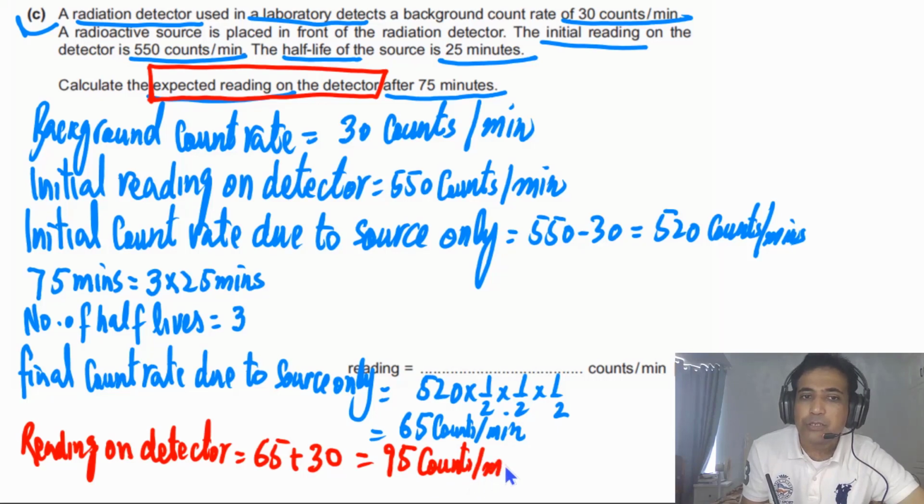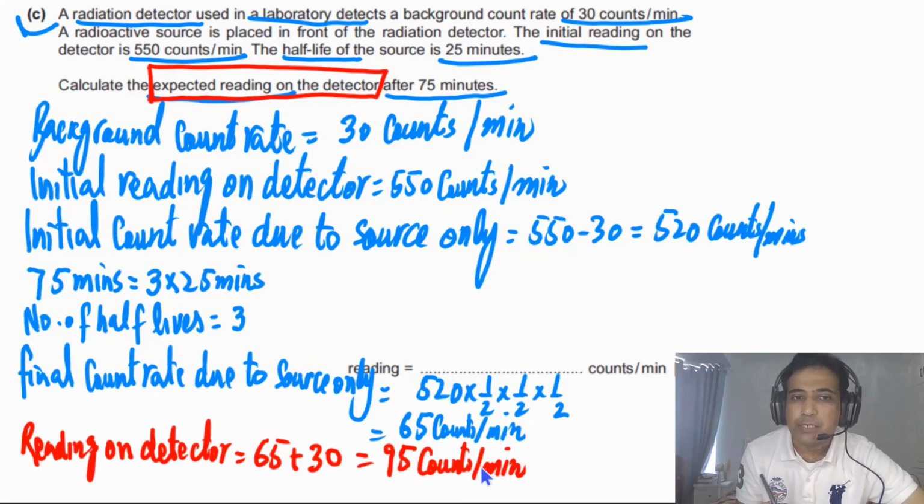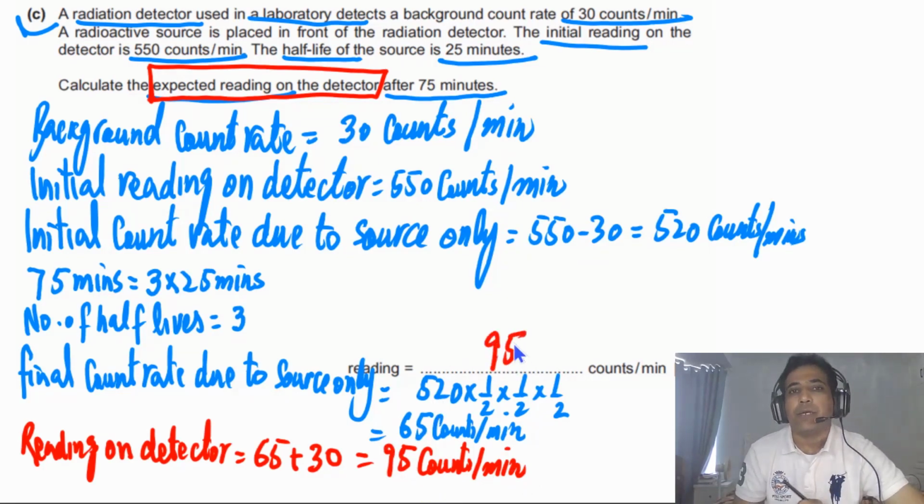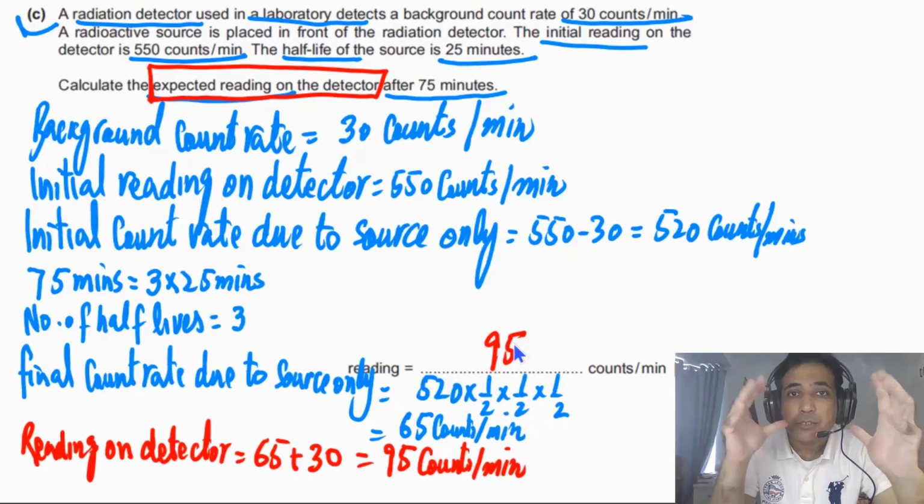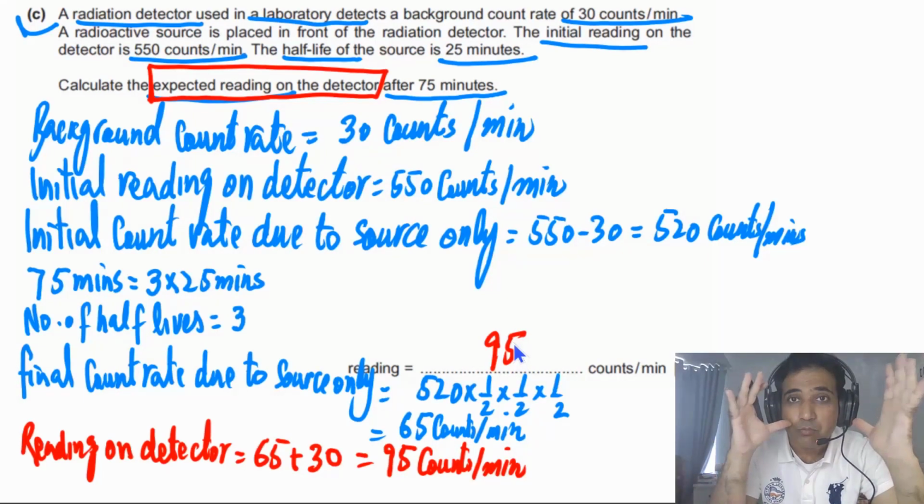A beautiful question. Try to understand this one step by step. So we have 95 counts per minute, so the final answer we need to write here is 95. So this is how you need to answer. It's a beautiful question. Try to master this.